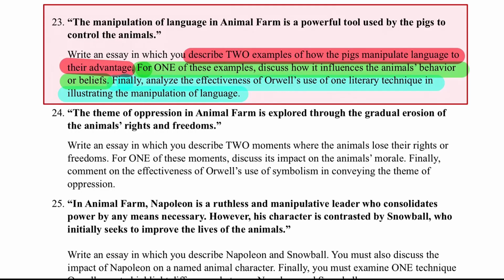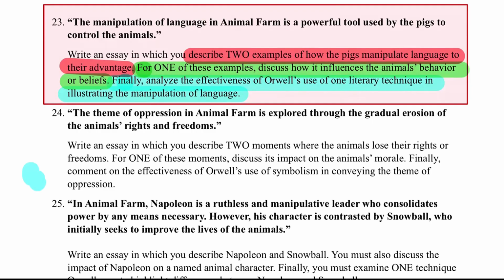All right. Can you make a guess about the last part? What are some ideas here? So finally, analyze the effectiveness of Orwell's use of one literary technique in illustrating the manipulation of language. I'm not entirely sure about this one, but I don't want to keep anyone back, so make a guess. Oh, okay, so let's see. Options like symbolism, contrast, irony, dramatic irony. All these techniques. Well, let's see.